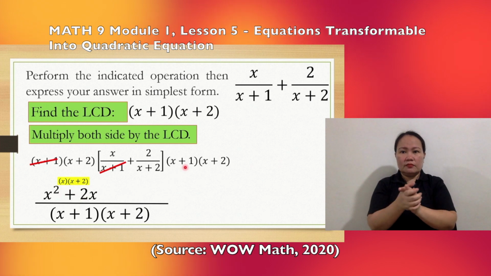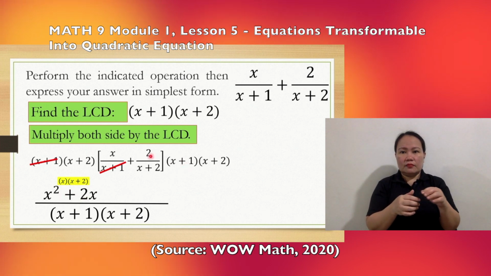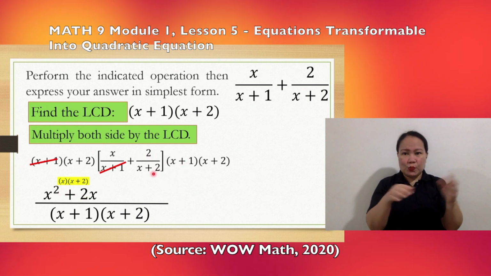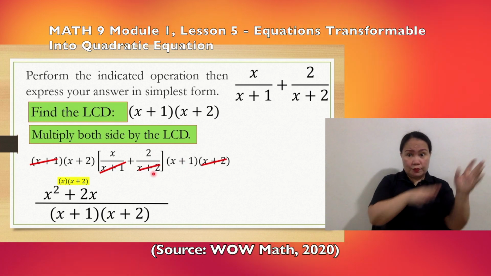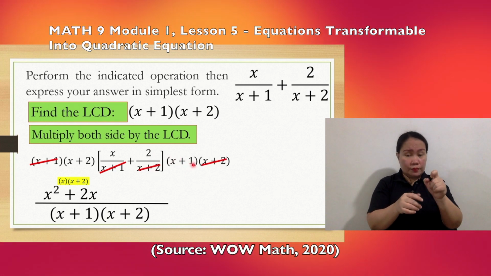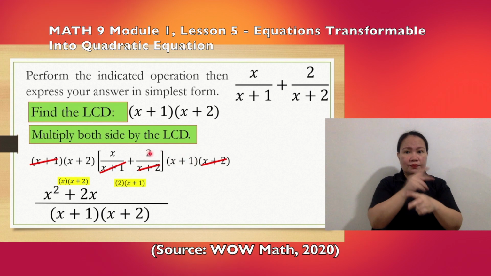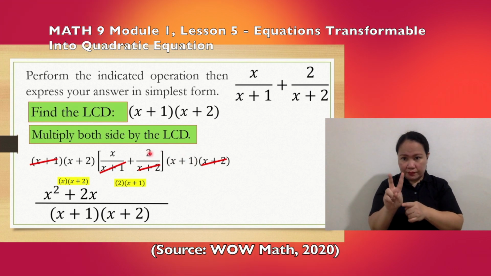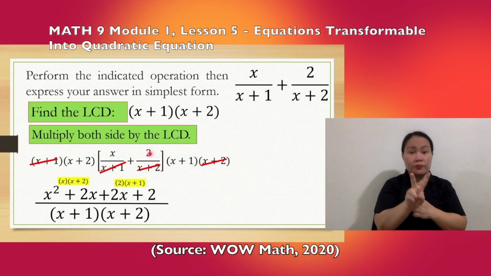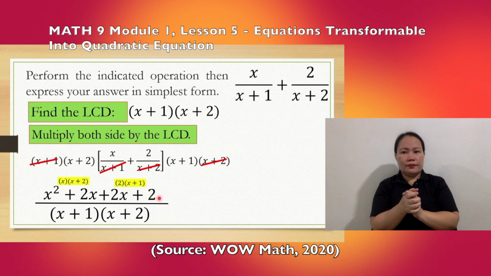Sunod, mumultiply natin si LCD kay 2 over x plus 2. So, makakancel natin si x plus 2. May iwan si x plus 1. Times natin kay 2. And that is 2 times x plus 1. The answer is 2x plus 2.